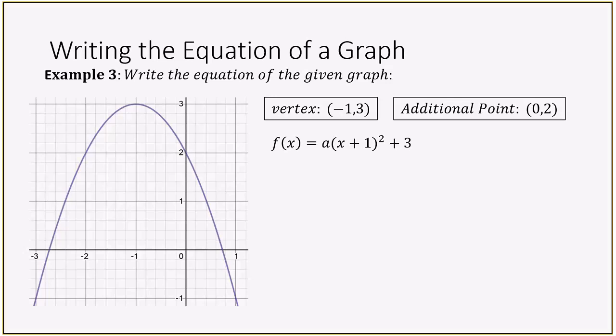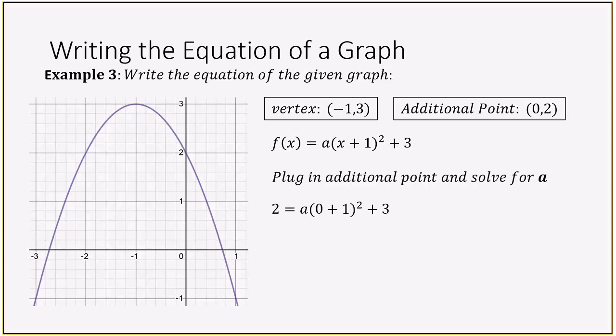We don't know what our a is. So we plug in our point, (0, 2): plug in 0 for x, 2 for f of x, and now we just try and solve for a. We do a little bit of algebra. So 0 plus 1 squared gets me 1, so 1 times a is a. So then I know 2 is equal to a plus 1, and a is equal to -1.